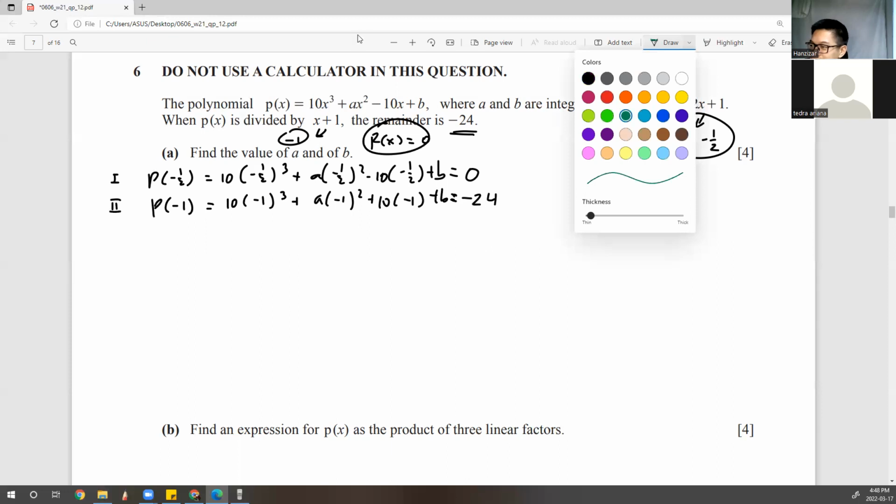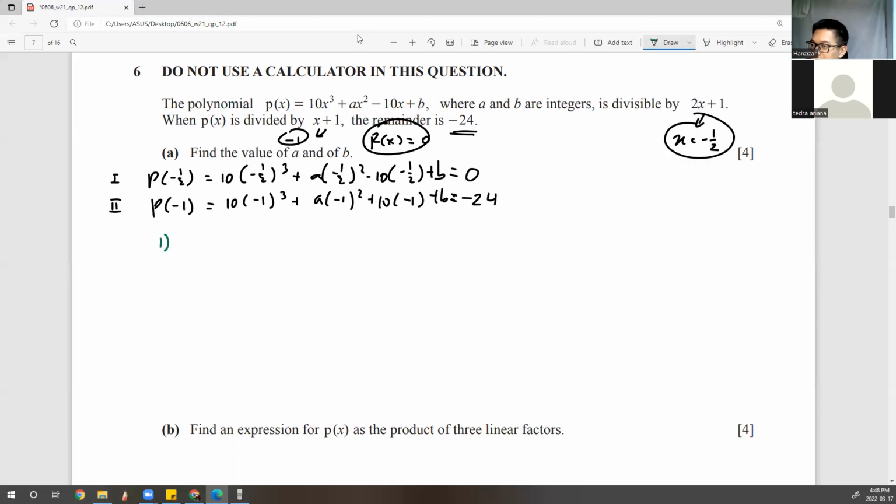Now let's do negative 10 over 8 plus a over 4, right? Because this is 1 over negative 1 over 2 squared, which is 1 over 4, plus 5 plus b equals 0, right? On the second equation, negative 10 plus a minus 10 plus b equals negative 24, right?